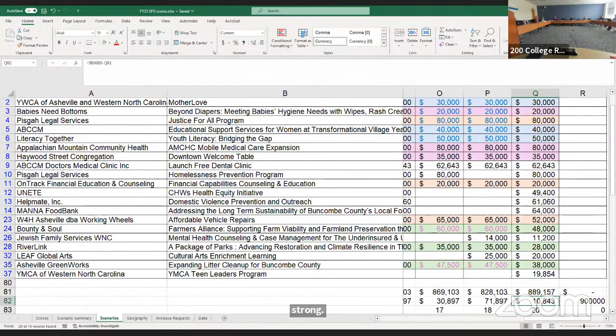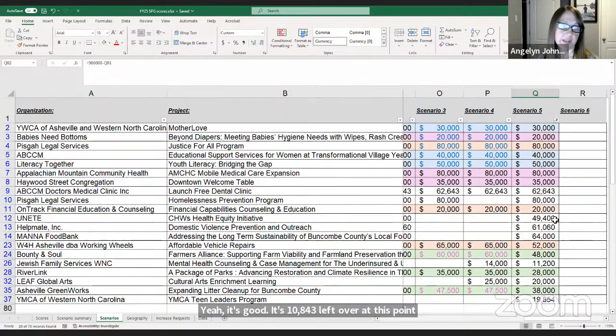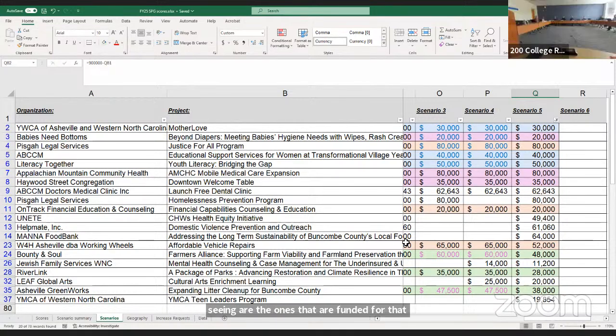Let us know when you feel ready for us to look at this scenario. Yeah, it's good. It's $10,843 left over at this point with 20 projects funded. And I have it filtered down so that the ones you're seeing are the ones that are funded for that scenario. Carolina's going to restart us again. Sorry, we keep losing your screen. This happens.